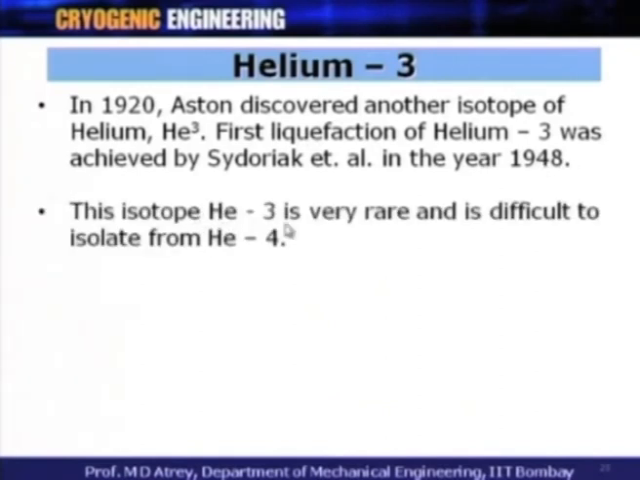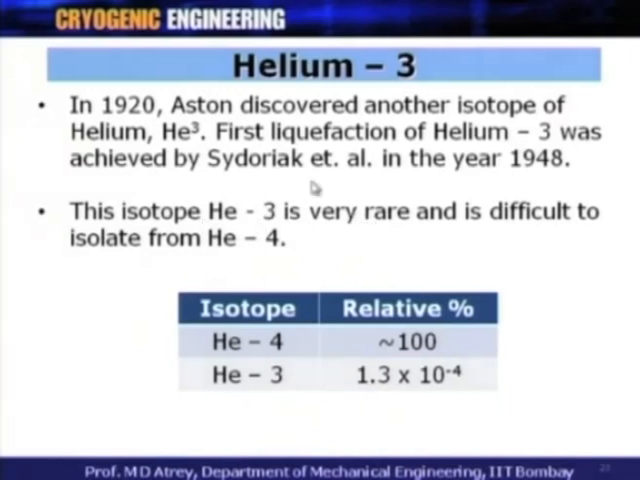This isotope, helium 3, is very rare and is difficult to isolate from helium 4. Now, what is the relative percentage of existence of helium 3 as compared to that of helium 4? You can see from this table. Helium 4 is very close to 100% and helium 3 is 1.3 times 10 to the power minus 4 percent, that is 0.0001. So, you can imagine how rare this gas is. Because it is very rare, you can understand the cost associated with the use of helium 3.